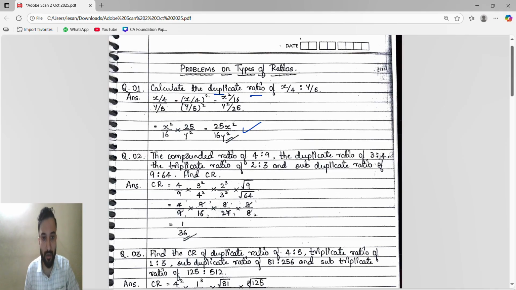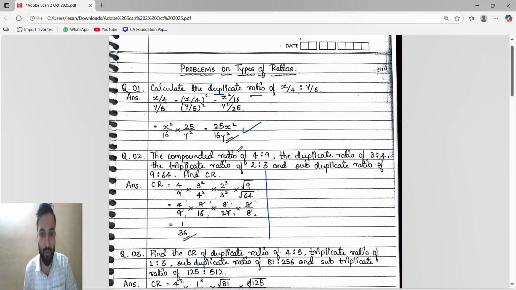Now next, they said the compounded ratio of 4 by 9, duplicate ratio of 3 by 4, triplicate ratio of 2 by 3 and subduplicate ratio of 9 by 64. Find the compound ratio. So guys, a very simple thing, and understand one thing, very important: we will not write like this.